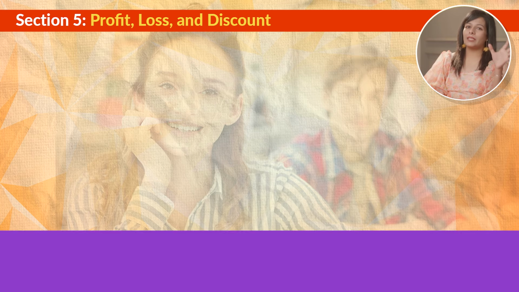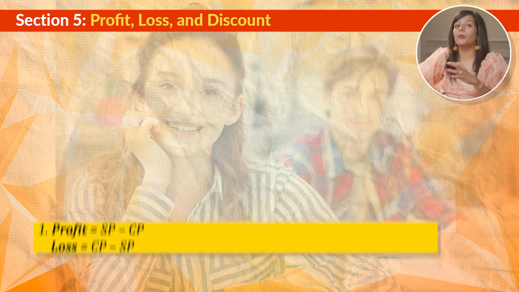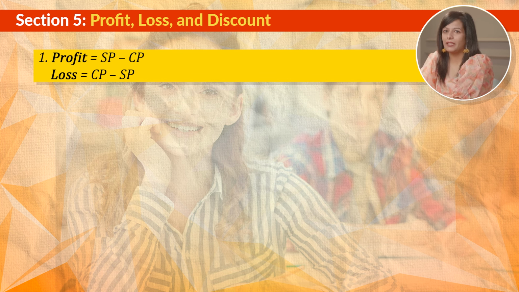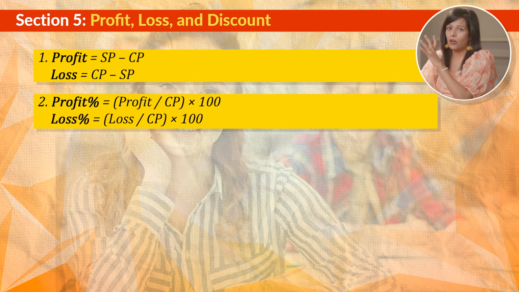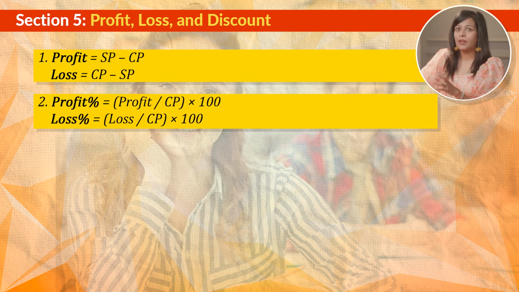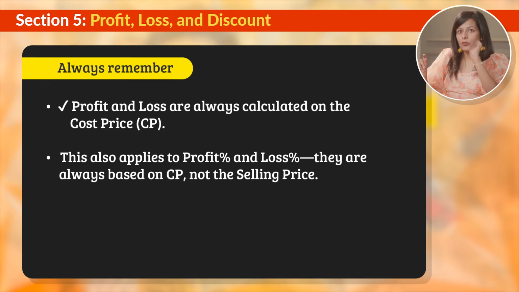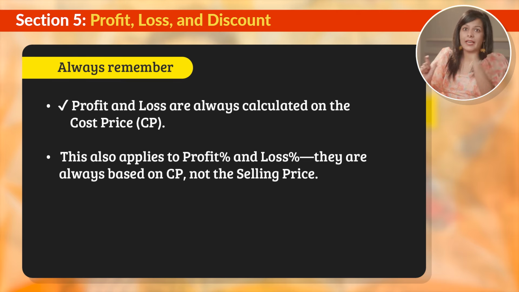Simple, right? Let's now tackle profit, loss, and discount. Profit is selling price minus cost price. Loss is the opposite. To find profit or loss percentage, divide by cost price and multiply by 100. Friends, always remember profit and loss and their percentages are always calculated on the cost price, or CP.